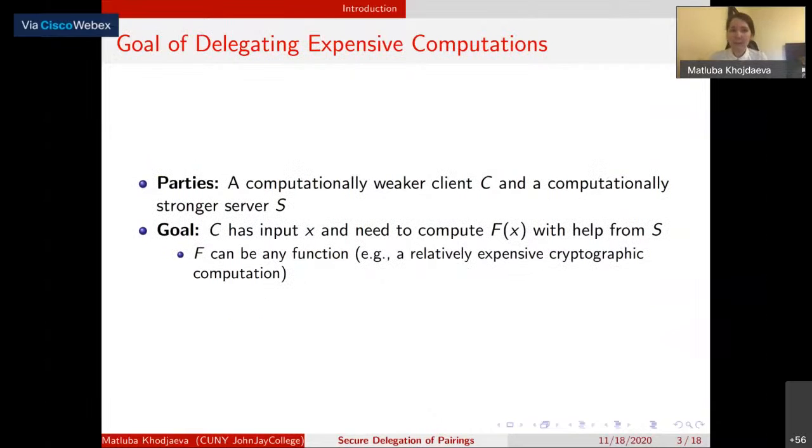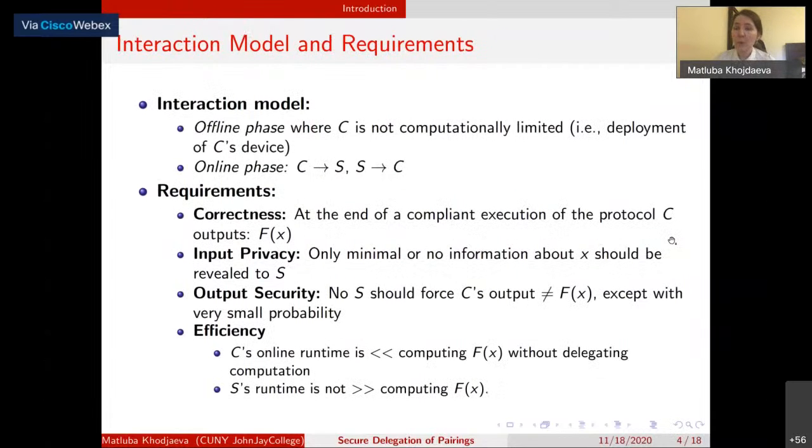Now let's get started. We have two parties, client and server. Client is a computationally weaker device, which needs help from the computationally more powerful server. And the client would like to evaluate the function f(x) with the help of the server. While delegating between client and server, four requirements should be satisfied: correctness, input privacy, output security, and efficiency. When I talk about efficiency, our goal is to make sure that the client's online runtime has to be much smaller than computation of f(x) without delegation of computation. So, for example, to evaluate the pairing, we have to make sure that the client's online runtime is much less than evaluating that function.